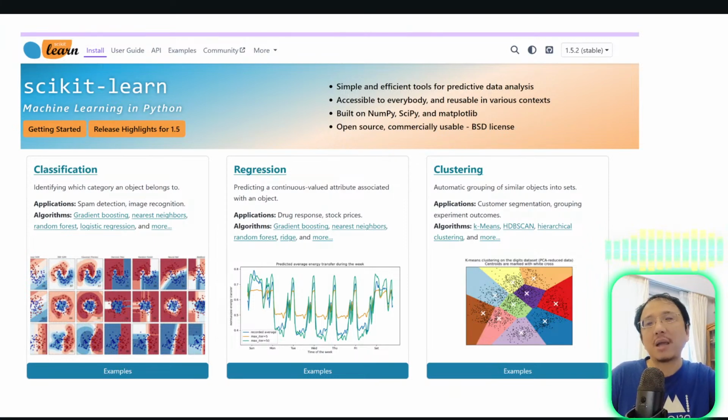Scikit-learn provides a very complete library of examples. So just by following the examples, you can solve tons of different problems that you may encounter.